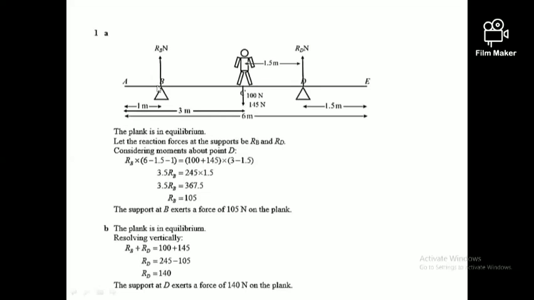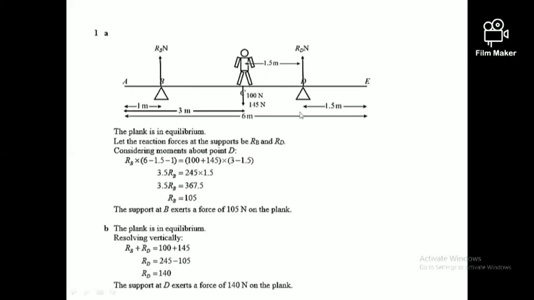There is no moment due to RB. Then I'll consider that the clockwise moment equals the anti-clockwise moment. Here to here, the length is 3 meters. Here to here, the length is 1 meter. Therefore, the length from here to here would be 2 meters. Then you can multiply 2 into the addition of this, 245. 2 into 245 is equal to the anti-clockwise moment.